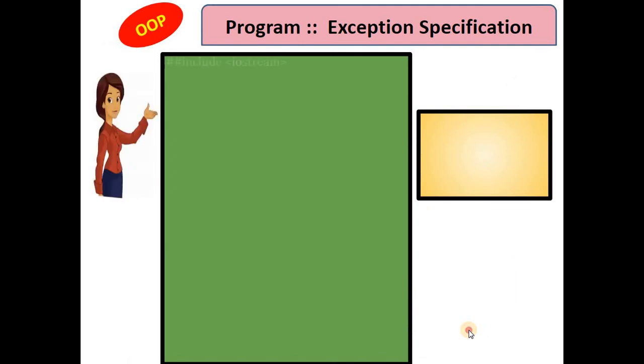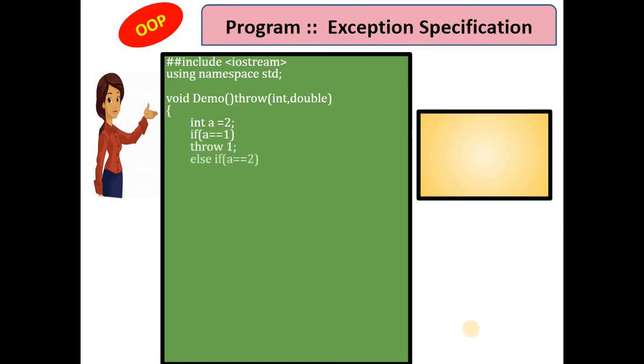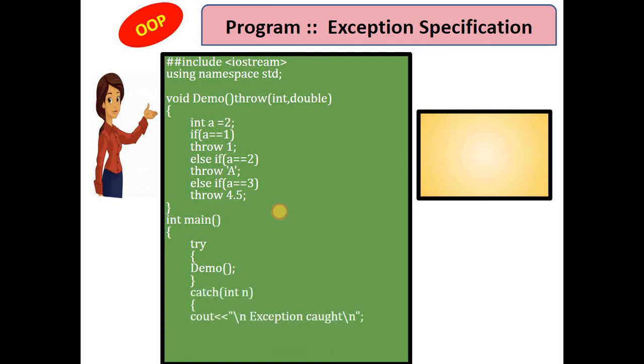So if you see and execute the code, here we have taken a demo function which is throwing an integer value and a double value. I am taking a equal to 2, and if a is equal to 1, I will throw 1. Else if a is equal to 2, I am throwing 'a'. Now this is what, 1 is an integer and 'a' is a character. Else if a is equal to 3, I am throwing 4.5, that is a double value. And inside the main function I will try and call the demo function and catch an integer exception.